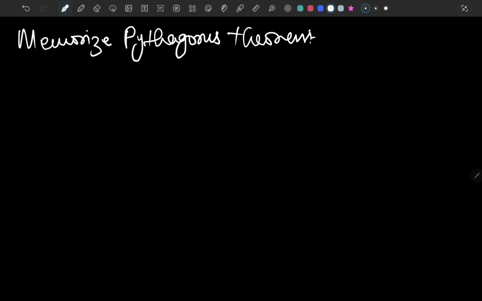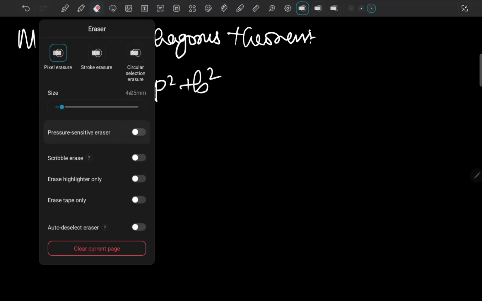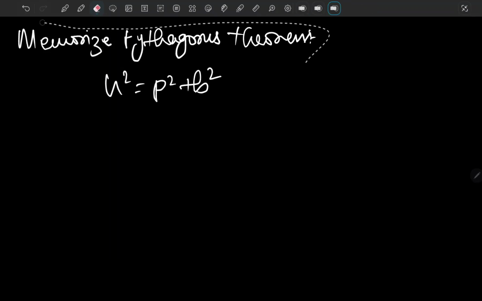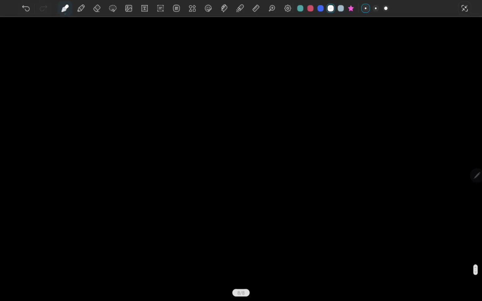That means hypotenuse squared equals p squared plus b squared. Although I haven't uploaded a proof of this, if you want, I would make sure to take a video on this. But I have uploaded a lot of proofs on this thing.